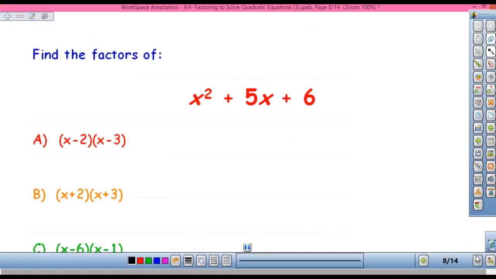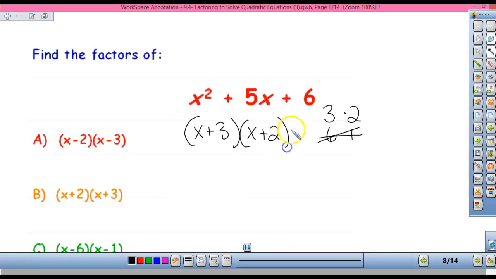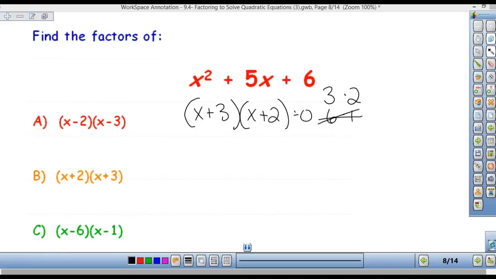All right, so if we look at this one, I've got some different possibilities to get to a positive 6. I have 3 times 2, I have 6 times 1. Which one of these adds up to 5? Well, 3 plus 2 gives me 5, 6 plus 1 gives me 7, so it's not that one. So we're going x plus 3 and x plus 2 equals 0, which matches up with B, just in a different order, and we know that that's okay. It's not a big deal if it's in a different order.